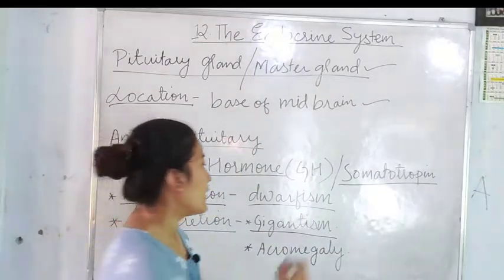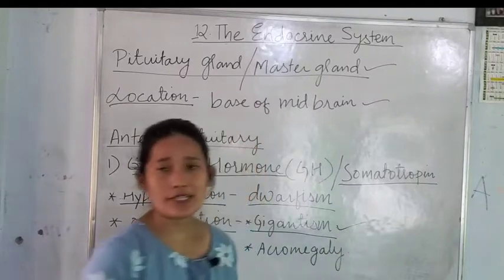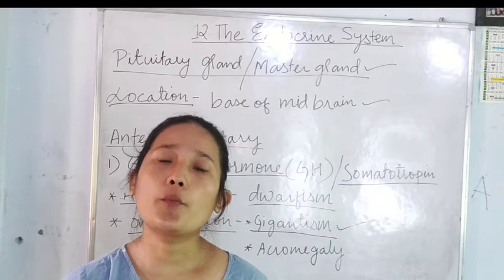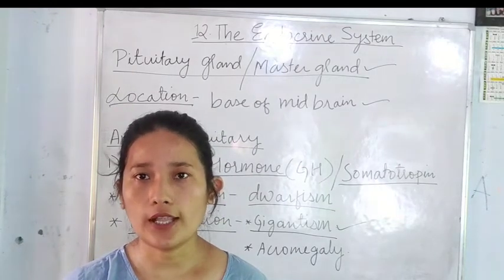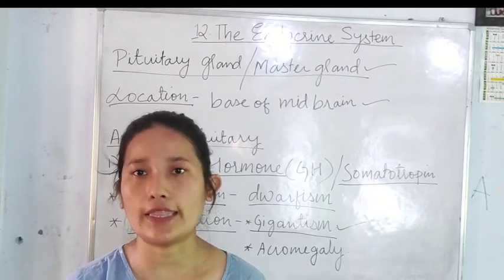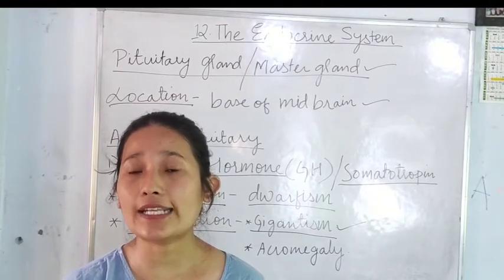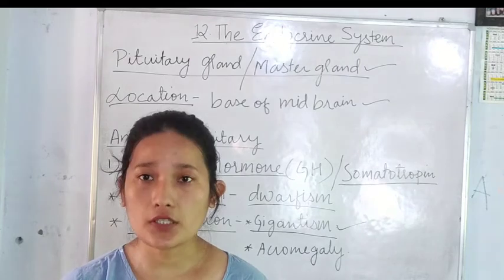gigantism. Now what is gigantism? It also takes place in children. Their long bones grow above the normal length. Okay, above the normal length, their long bones grow and height can reach up to 2.7 meters.